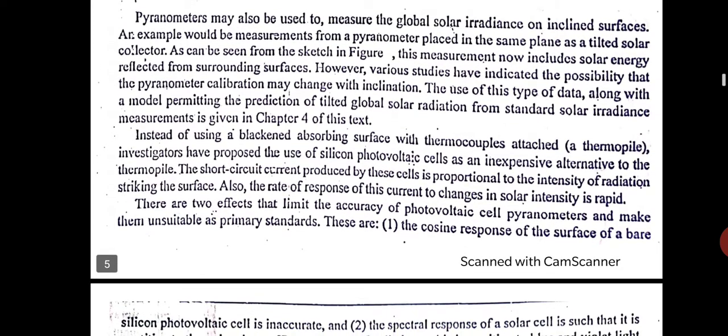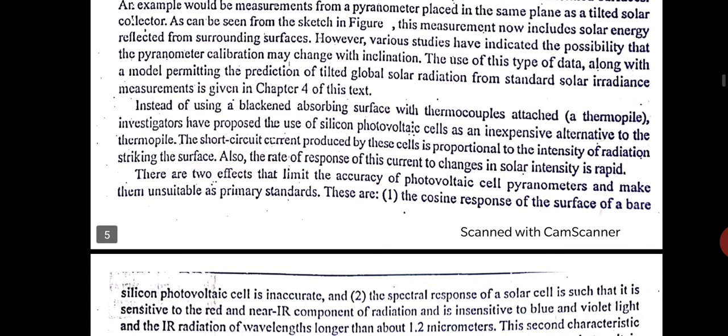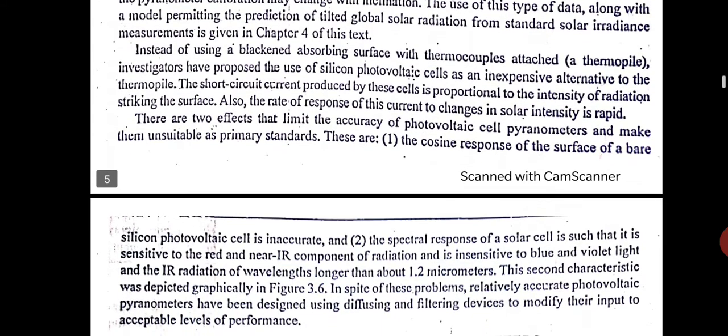So basically they have thermocouples attached. The black absorbing surface has got thermocouples attached. Okay, that is known as a thermopile. But now they are planning for a silicon photovoltaic cell, a PV cell itself, as a cheaper alternative.